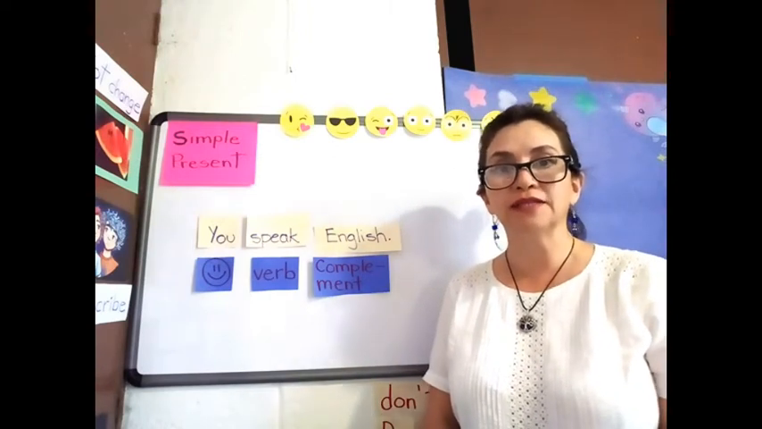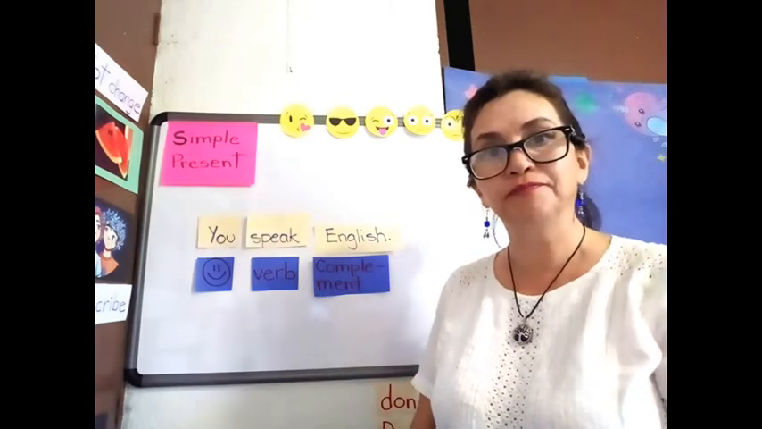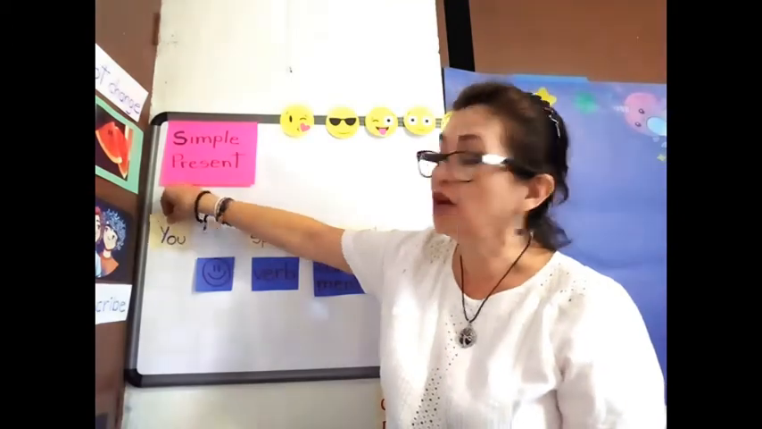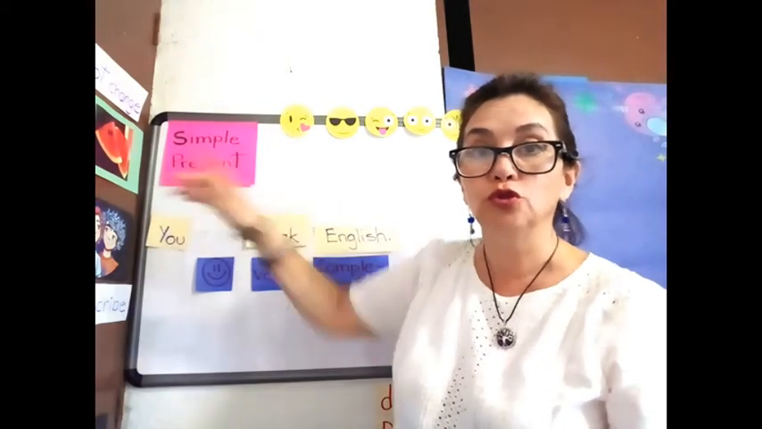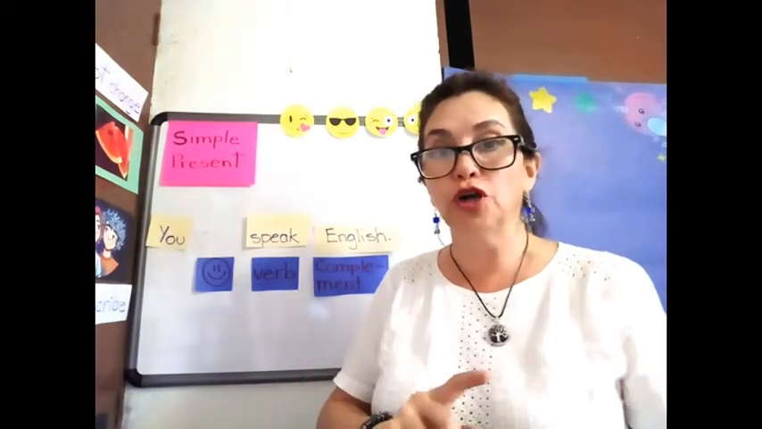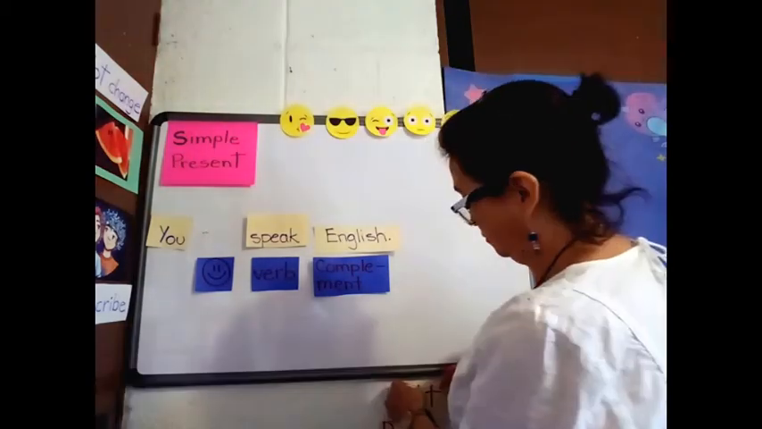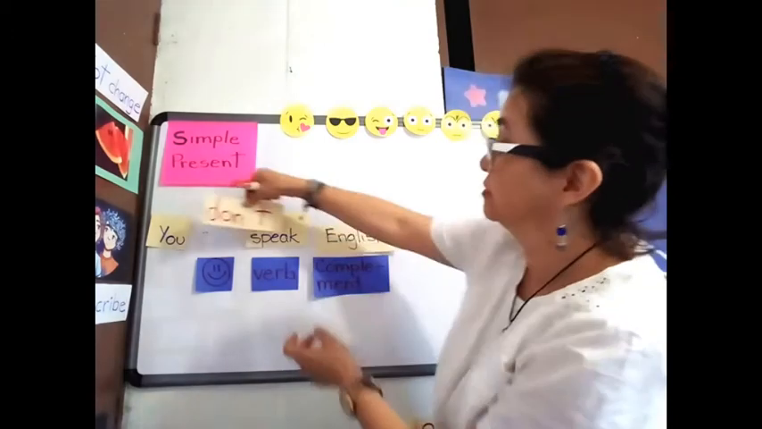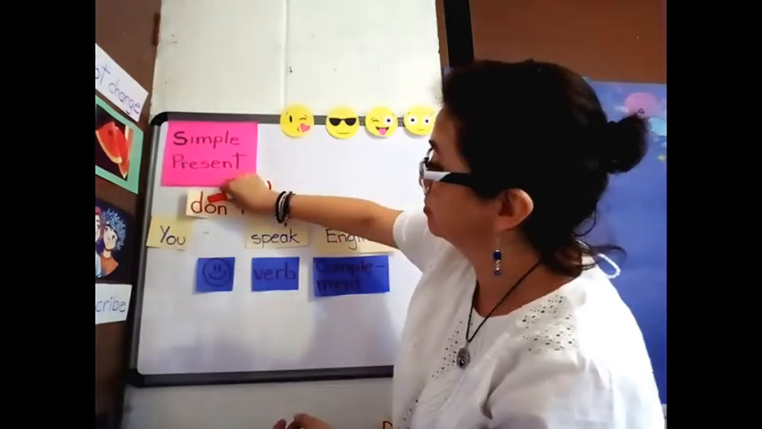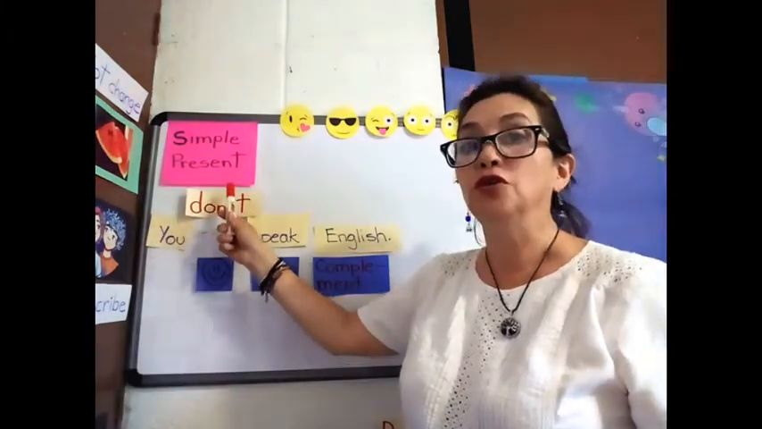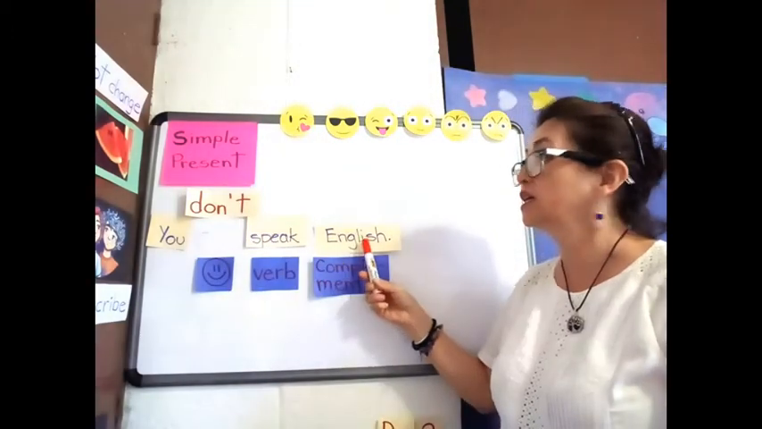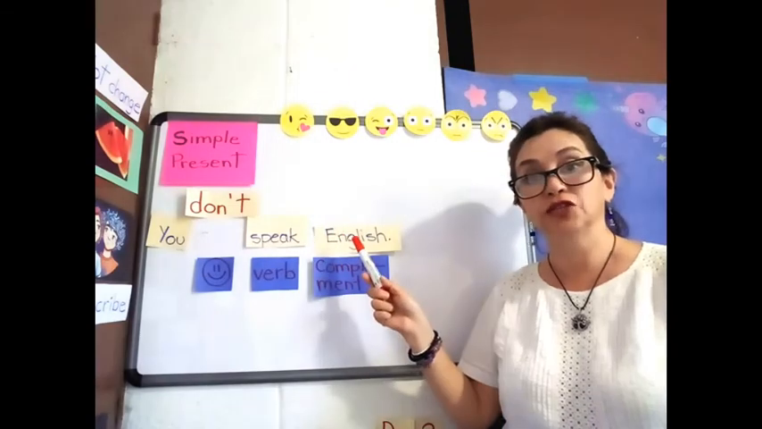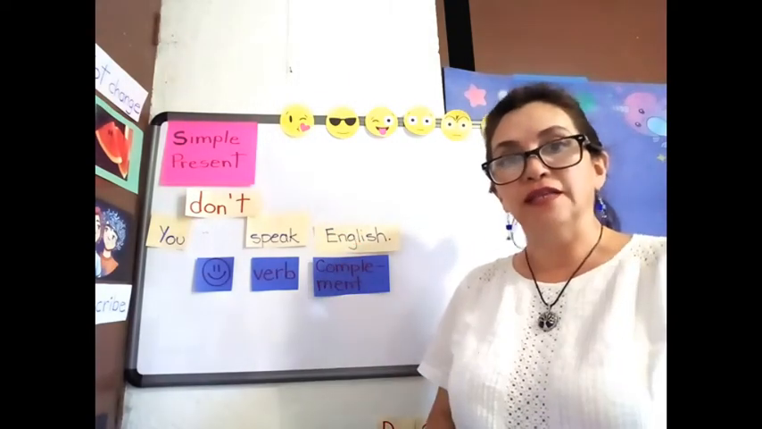How can we make this sentence into a negative one? We just add the auxiliary verb do. Do in negative form, do not. The contraction, don't. You don't speak English. Let's read the sentence. You don't speak English. That is a negative sentence.